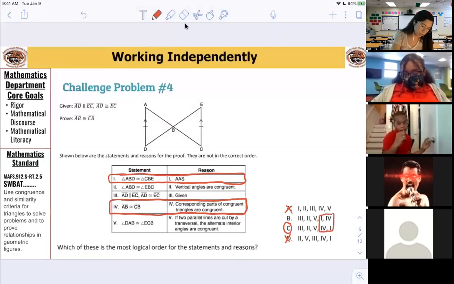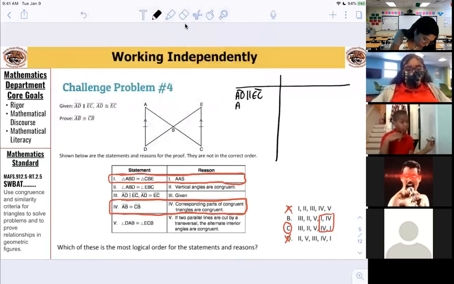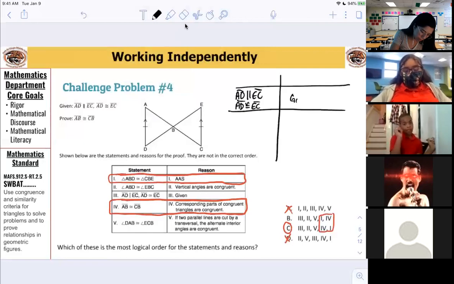So what I'm going to do is start writing them in order up above. So 3 goes first, which is that AD is congruent to EC and AD. Why do they say that twice? Oh, it's parallel. Sorry. So they're congruent and parallel. That's our given. That was technically number 3.